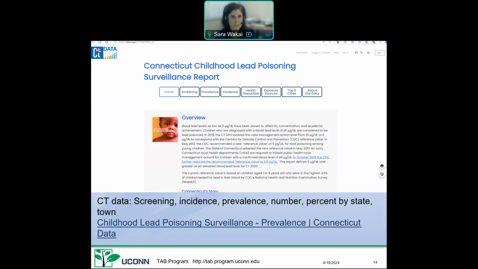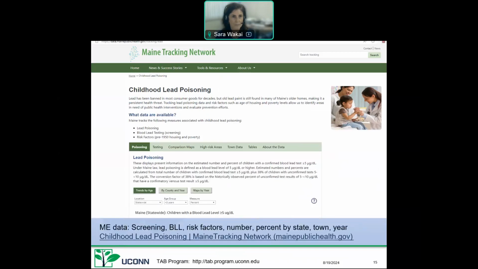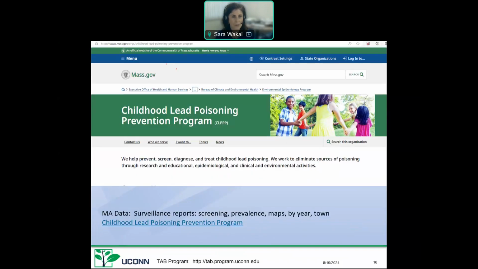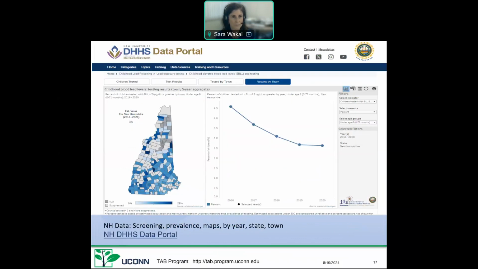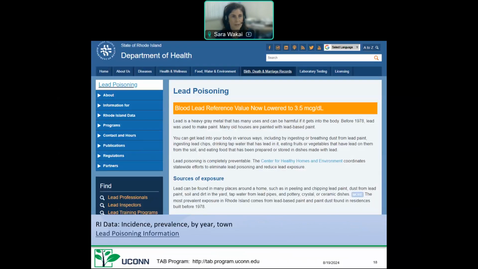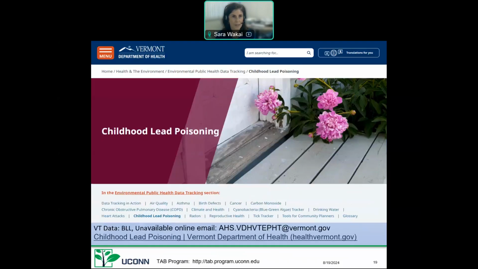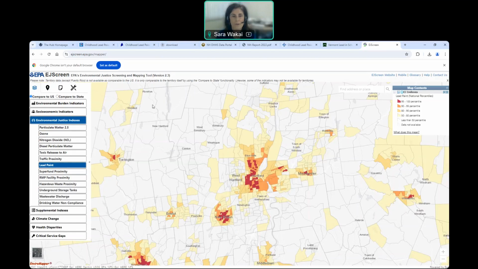So this is what Connecticut's website looks like. This is Maine's. Here we are with Massachusetts. This is New Hampshire. Here we have Rhode Island. And this is Vermont. Okay, so let me stop sharing this screen, and I am going to move over to the websites. Okay, very good.